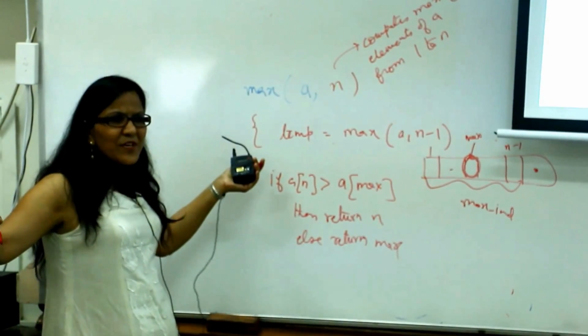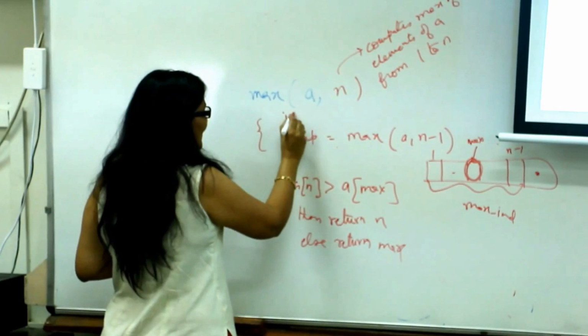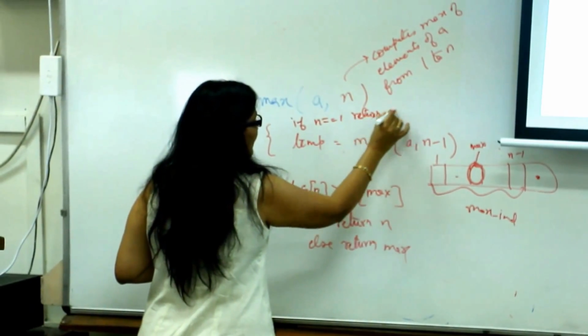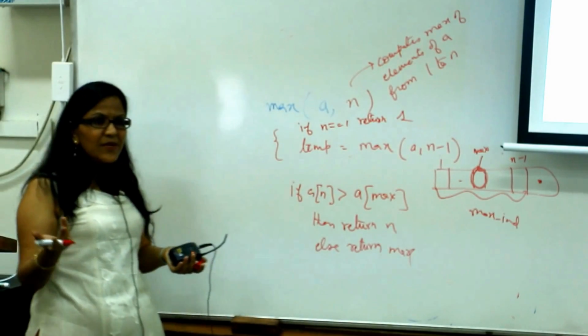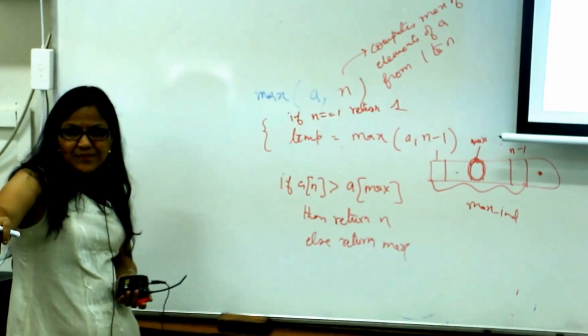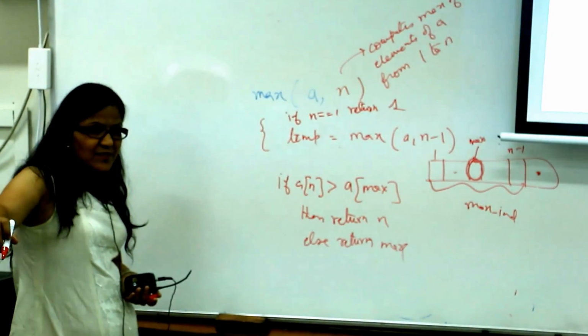I have not put the terminating condition, I said. You can put the terminating condition. If n is equal to 1, return 1. A single element is a maximum of itself. The index we are returning. We are returning the max index.